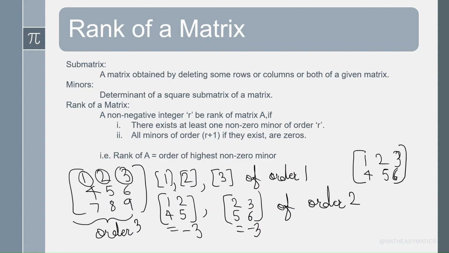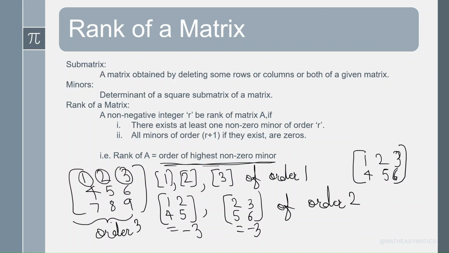Next is the rank of a matrix. A non-negative integer R is the rank of a matrix A if there exists at least one non-zero minor of order R, and all minors of order R plus 1, if they exist, are 0. That is, rank of A equals the order of the highest non-zero minor. We know that a minor is the determinant of a square submatrix of the matrix. Here it says highest non-zero minor.